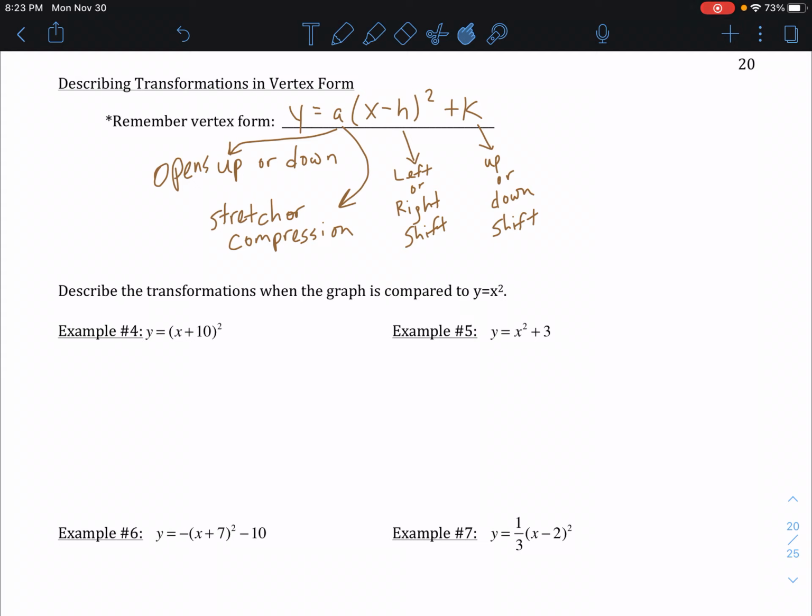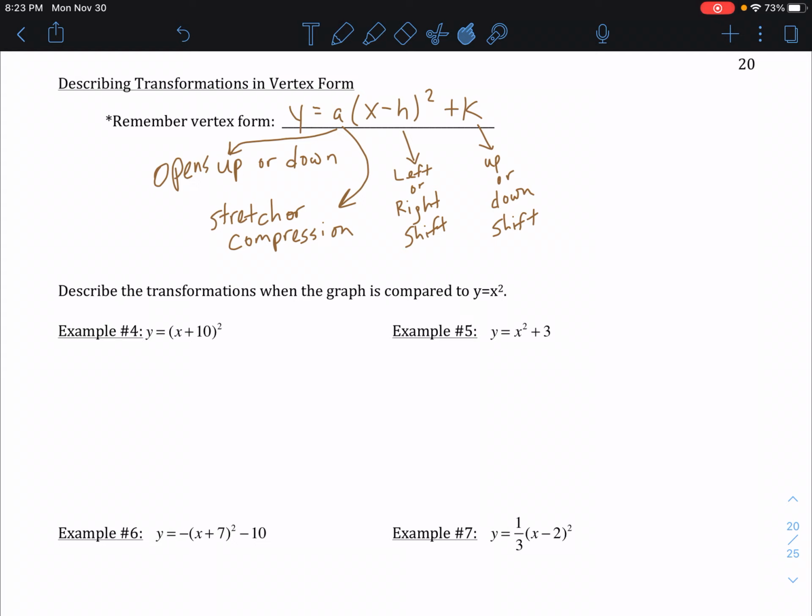Now, stretch or compression has to do with A also. Whenever you have a number greater than 1, such as 2, or even a negative, like -3, or 4, or -5, whenever you have that for an A, you're going to write stretch. That would be a vertical stretch. It appears to be thinner. It's just stretched upwards or downwards.